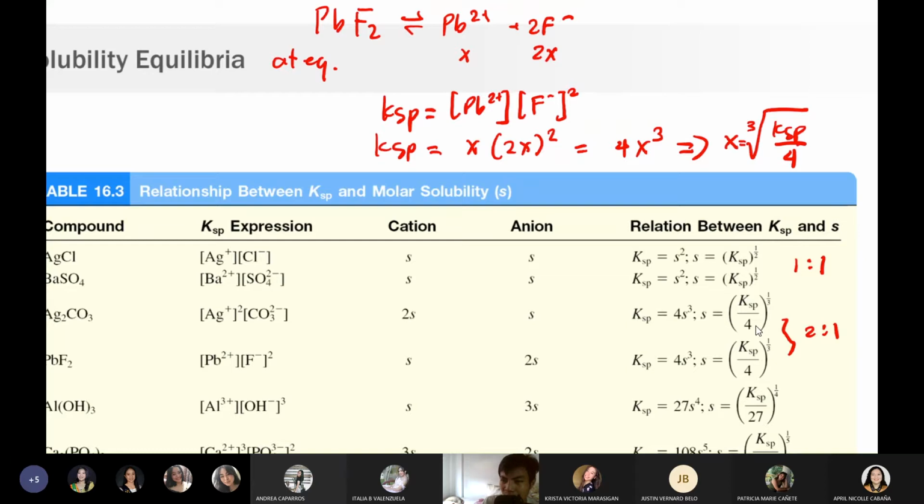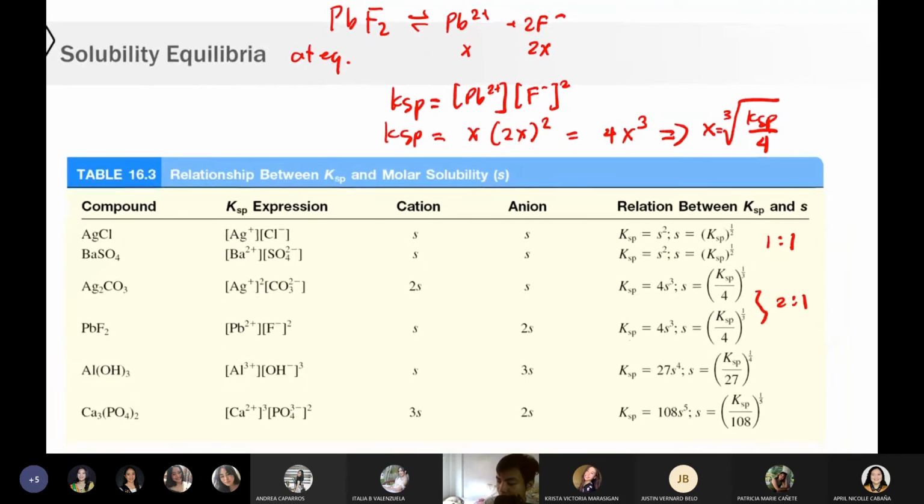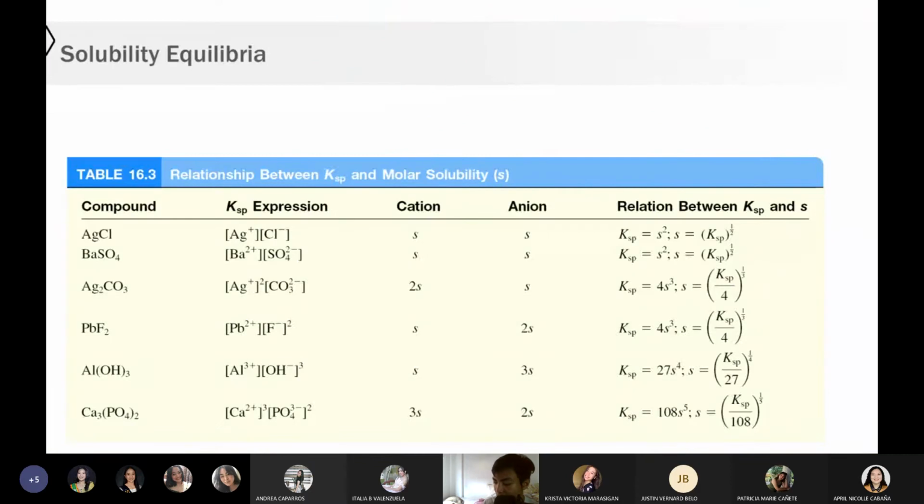Kahit ito na lang yung gamitin mo, masasagutan mo siya. Okay? So yan yung reason ba't ganyan yung formula kapag ang ratio nila ay 2 to 1 or 1 to 2. Isang cation, dalawang anion, or dalawang cation, isang anion. Okay? So how about 3 to 1 ratio? Pag 3 to 1 ratio, ito yon.